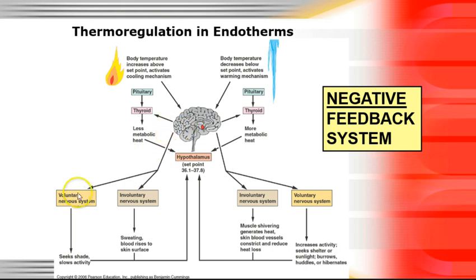What's going to happen is your voluntary nervous system, you're going to seek shade and slow your activity. This is behavioral. But your involuntary nervous system is going to trigger sweating, and your blood vessels are going to vasodilate, which means they're going to expand. There's going to be more blood at the surface of your skin to radiate the heat off to help you cool. Now, hopefully, this will all work and you will cool down to your really good temperature.